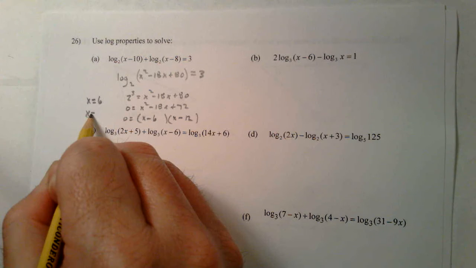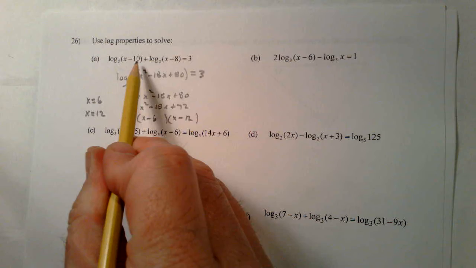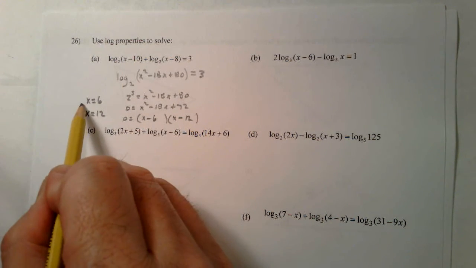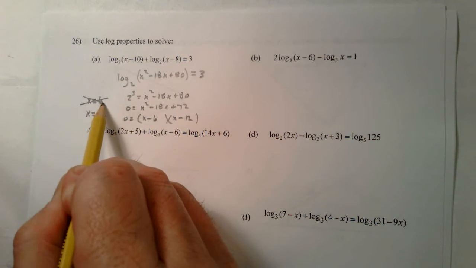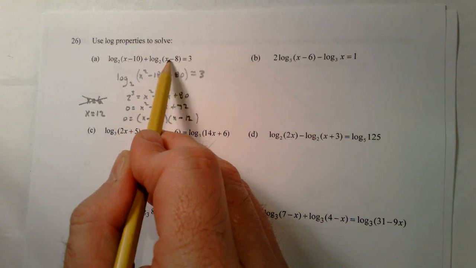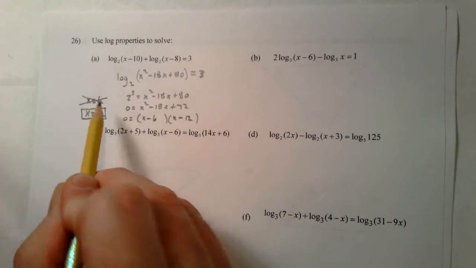And then we need to check to see if anybody is illegal. So I take this 6, I head back up to the original problem. You'll notice 6 minus 10 is negative 4, and that location can't be negative. So no 6. 12 minus 10 is 2. That's good. 12 minus 8 is 4. That's good. Only answer we're going to get from this problem is 12.